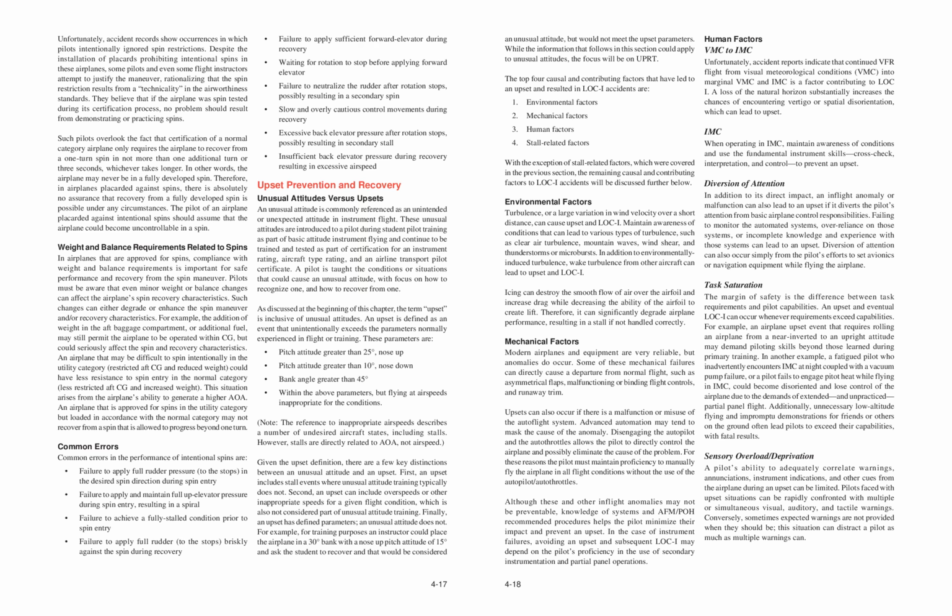Common errors in the performance of intentional spins are: Failure to apply full rudder pressure to the stops in the desired spin direction during spin entry. Failure to apply and maintain full up elevator pressure during spin entry, resulting in a spiral. Failure to achieve a fully stalled condition prior to spin entry. Failure to apply full rudder to the stops briskly against the spin during recovery. Failure to apply sufficient forward elevator during recovery. Waiting for rotation to stop before applying forward elevator.